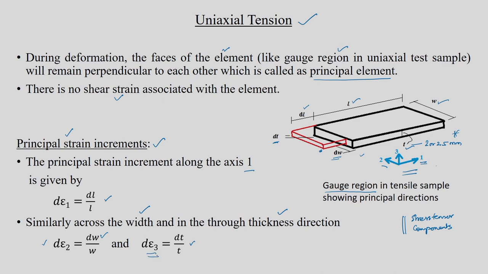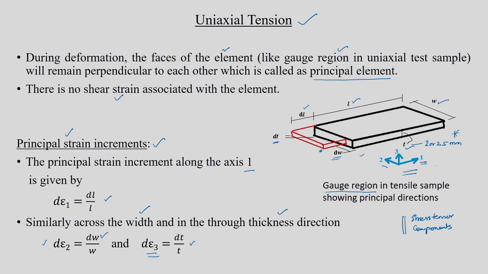And this principal strain increment along the thickness, later on we are going to call this as a thickness strain, which plays a vital role in deciding whether the sheet has undergone significant deformation or not, okay, which is going to tell us whether there is any localized deformation, all those things, those details will come later. So, these three principal strain increments are very important for us.